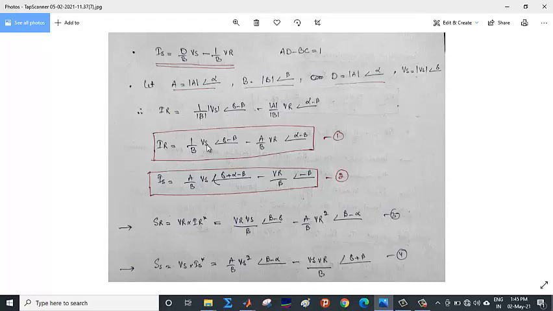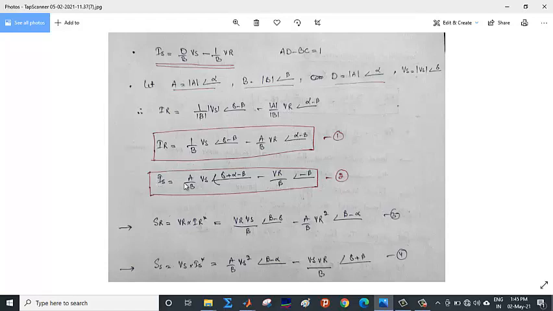When I write it in this form, I have dropped the magnitude sign, so it means that it is a magnitude. From here on, I am only using the magnitude and I am taking the angle separately. So it will be equal to Vs by B into delta minus beta minus A by B VR into angle of alpha minus beta.